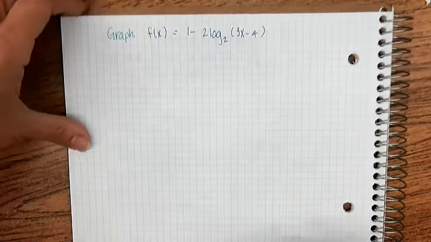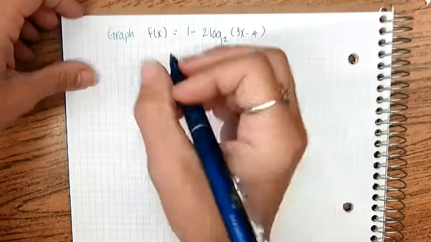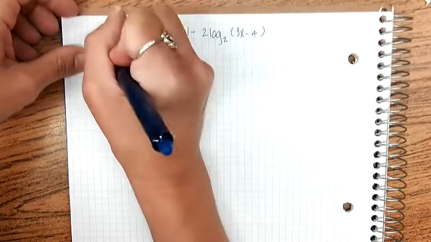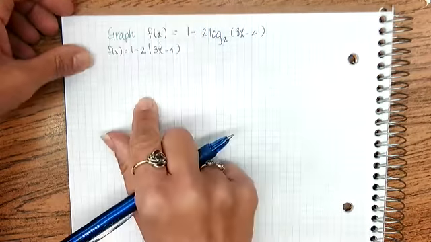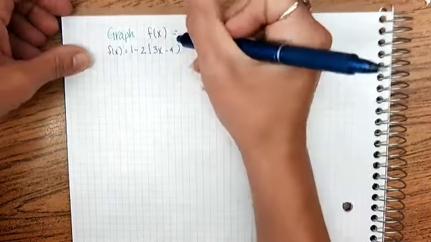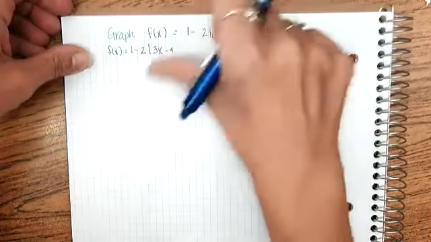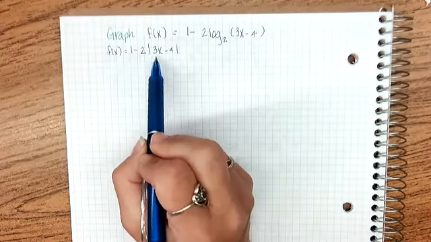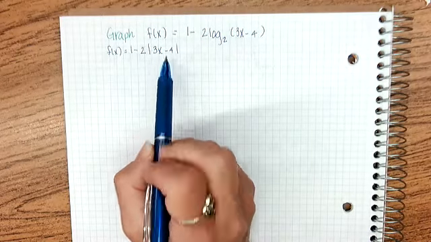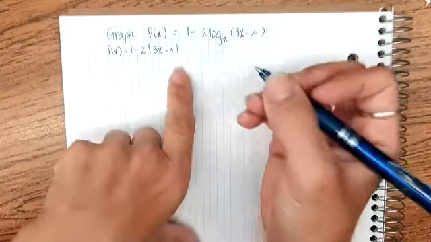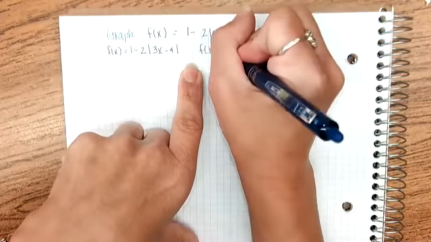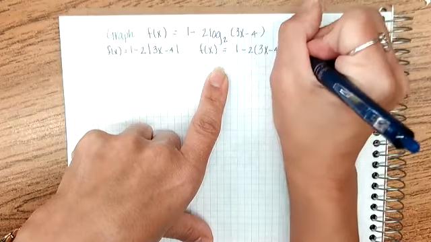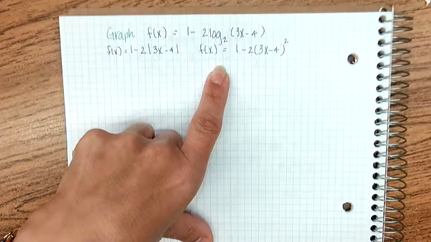A little side note here. If I gave you 1 minus 2 times the absolute value of 3x minus 4, oops, that's supposed to be absolute value bars, sorry. This is a reflection over the x-axis, up 1, multiply your x-coordinates by 1/3, and it's a shift right 4/3. The exact same thing is true if I gave you f of x equals 1 minus 2 times the quantity 3x minus 4 squared. Same exact shifts, same exact reflections.